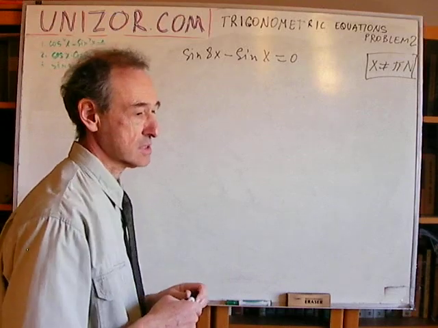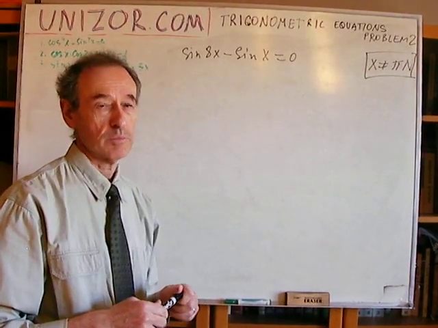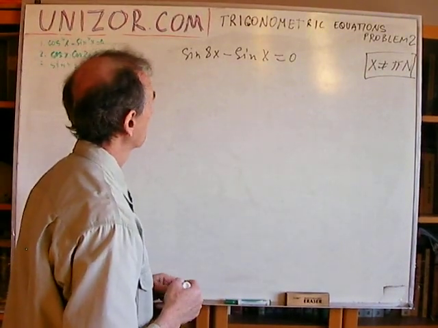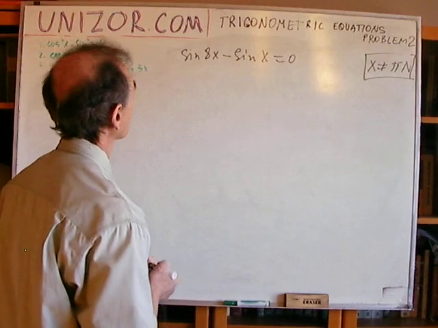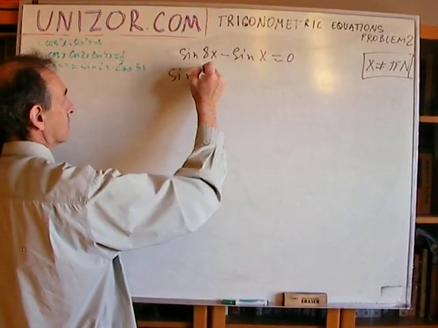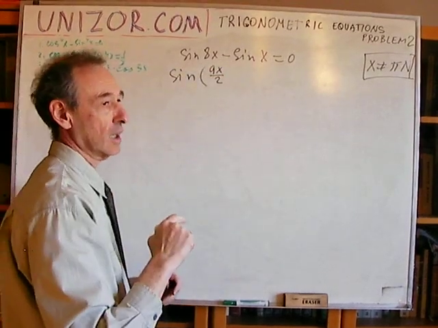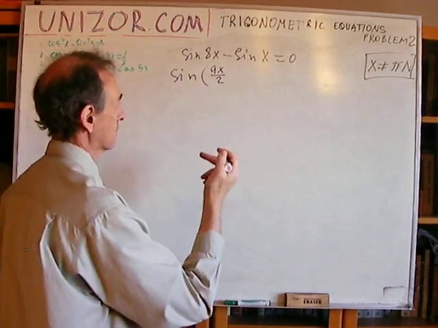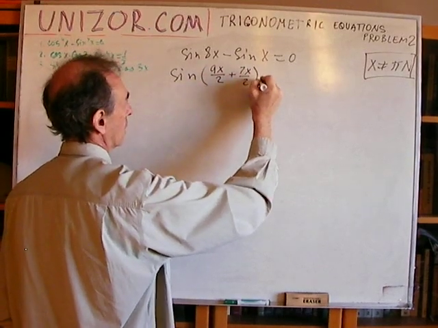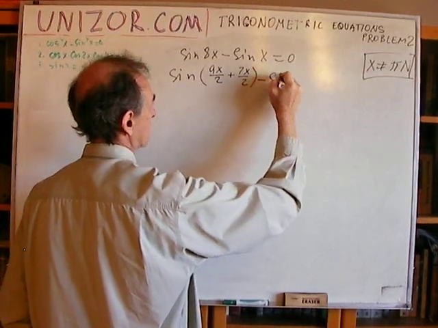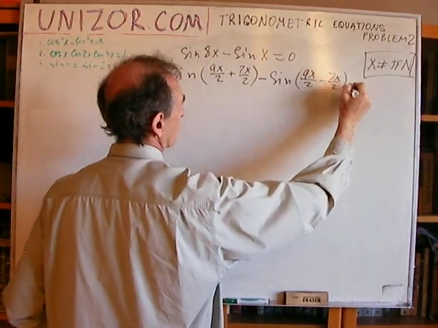The way to do it is, if I'm not mistaken, I have to take the middle point between them, which is 8 and 1, it's 9 halves, right? So sine, instead of 8x, I will put 9x over 2 plus 7x over 2, since the difference between them is 7, minus sine of 9x over 2 minus 7x over 2 equals to 0, right?